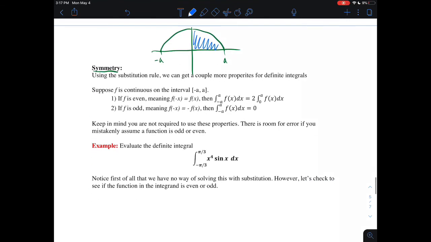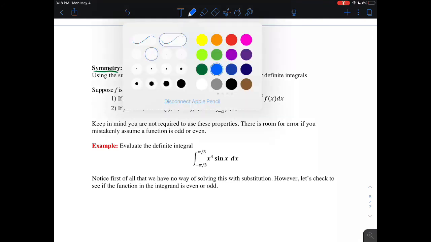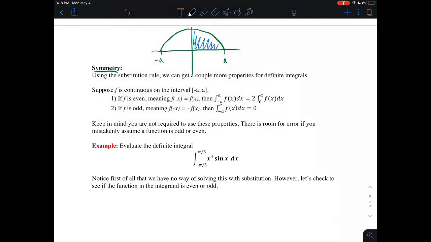The second property, if f is odd, which means f of negative x is equal to negative f of x, then the integral from negative a to a of f of x dx is equal to 0. And the reason for that one is essentially you have the same area, but one is above the x-axis and the other one is below the x-axis. So one of them is positive and the other one is negative. When you add those two areas, they just cancel each other out.